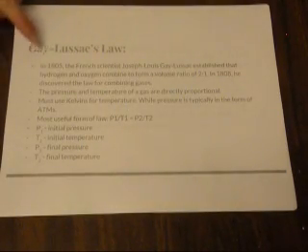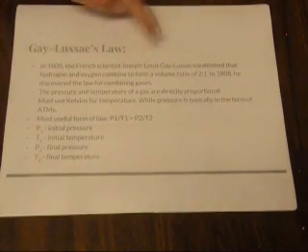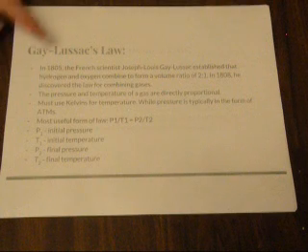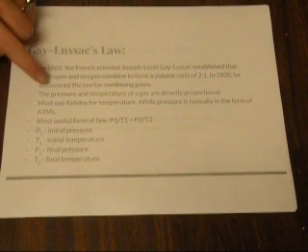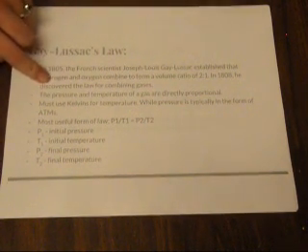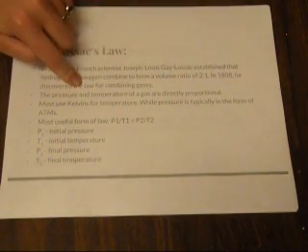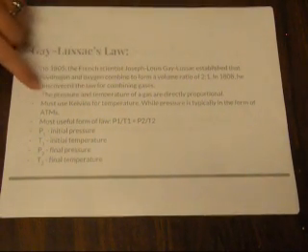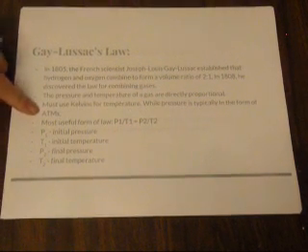Next, we're going to go into Gay-Lussac's law. And in 1905, the French scientist Joseph Louis Gay-Lussac established that hydrogen and oxygen combine to form a volume ratio of 2 to 1. In 1808, he discovered the law for combining gases. The pressure and the temperature of gases are directly proportional, so as one increases, the other also increases. You must use kelvins for the temperature, while pressure is typically in the form of atms.